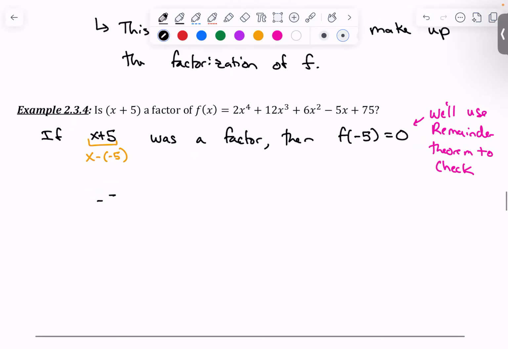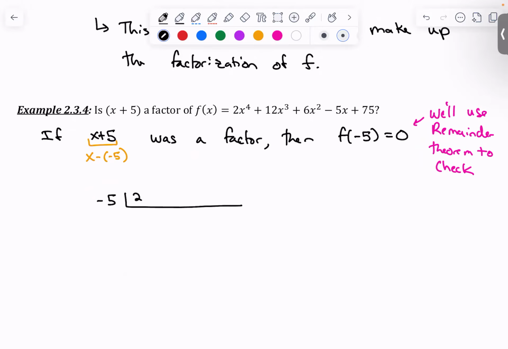So -5 synthetically divided into 2x to the fourth. All powers of x are present in that, right? x to the fourth, x cubed, squared, first power, constant. Good. So 2x to the fourth, 12x cubed, 6x squared minus 5x, and plus 75. Let's put a vertical bar right before the constant term.